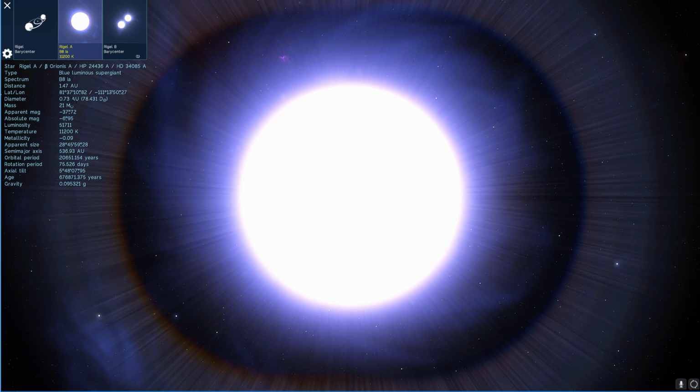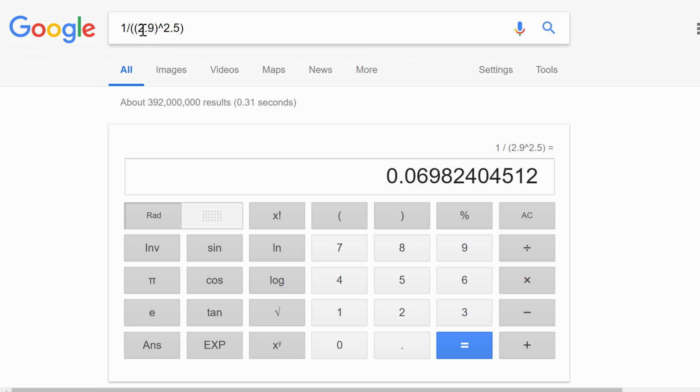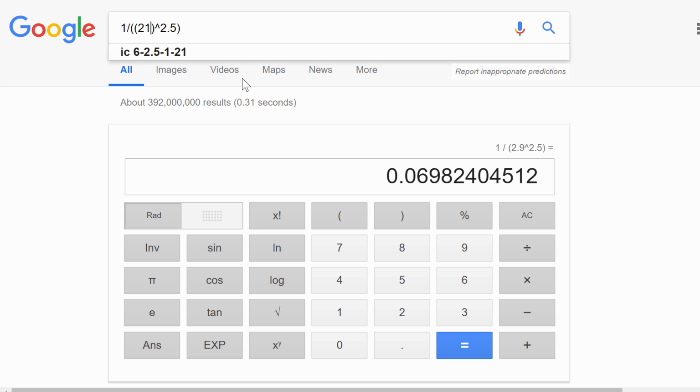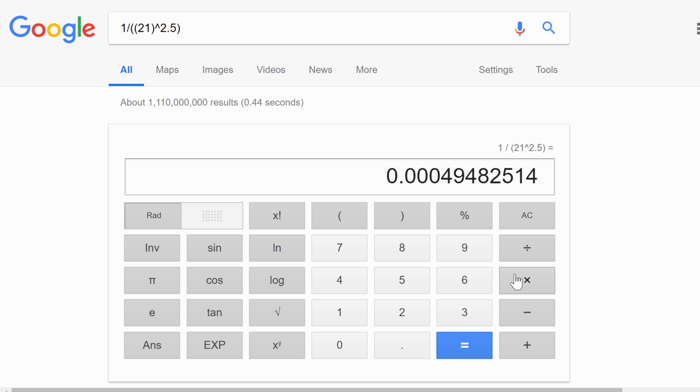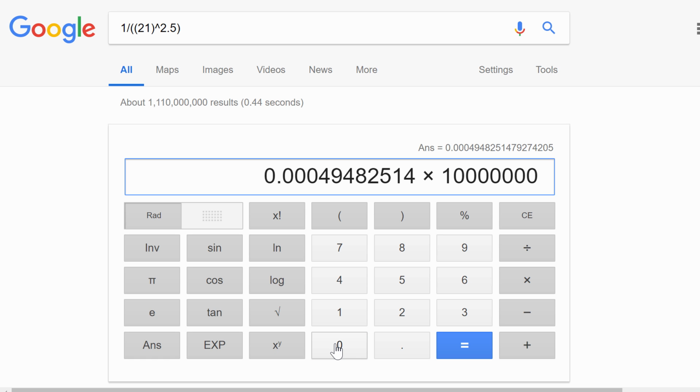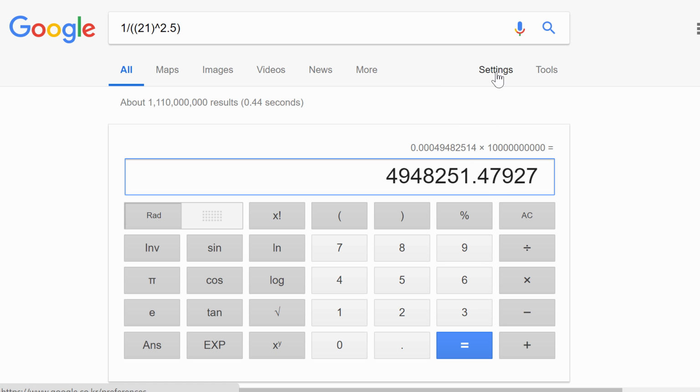We're gonna take the number 21 and plug it into the formula we've used before. So here, let's just change this. And once again, multiply this by 10 billion, and see what we get. We get a value of close to 5 million years. So the total lifespan of Rigel should be about 5 million years.